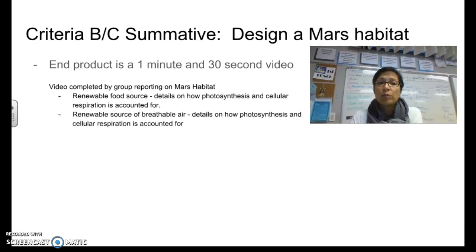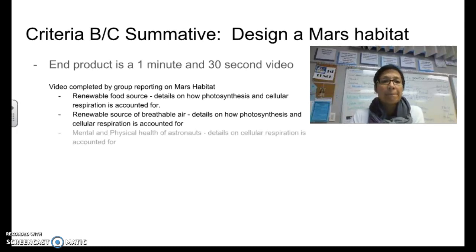They should have a renewable source of breathable air, talking about photosynthesis and cellular respiration again. And then they should talk about the mental and physical health of astronauts, and how cellular respiration is accounted for when it comes to the astronauts moving.